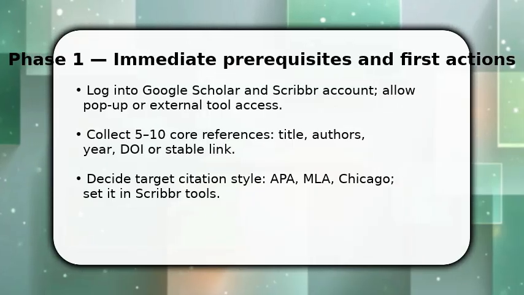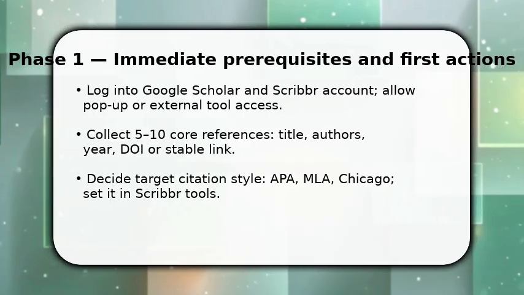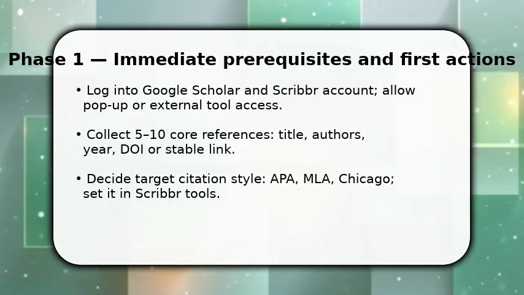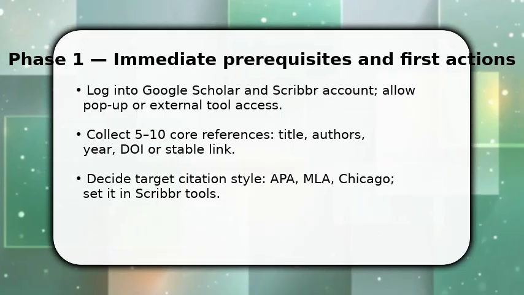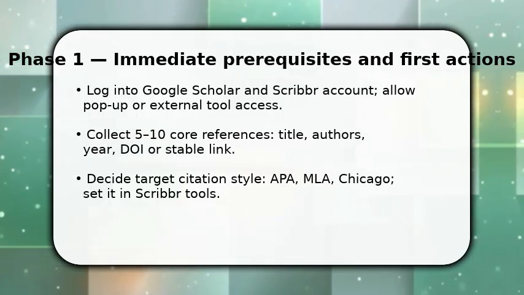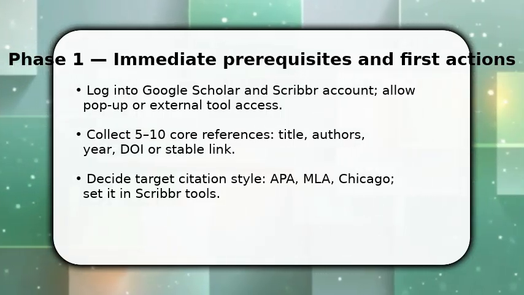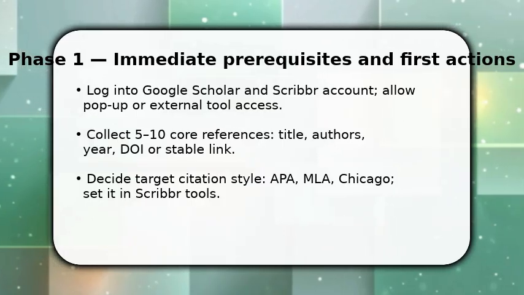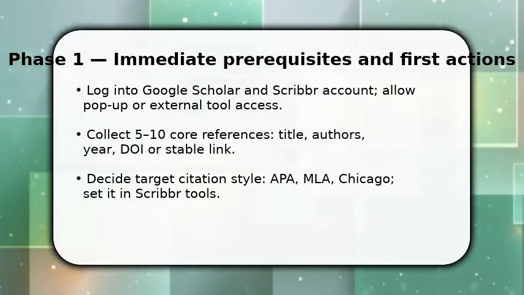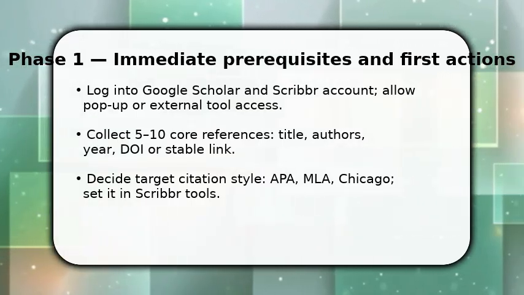You begin by collecting your essential references so the tool has material to work with. First, open Google Scholar and locate your 5-10 most relevant papers, export titles, or copy DOIs. Then sign into Scribbr and choose the citation style you need. This matters because formatting rules differ.